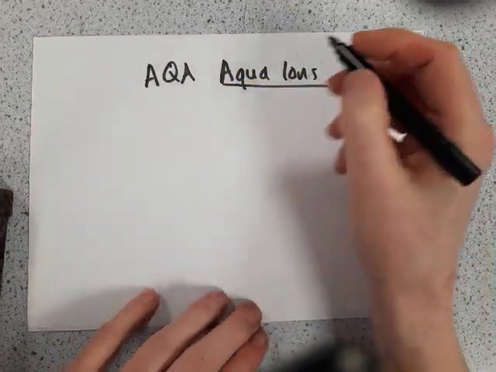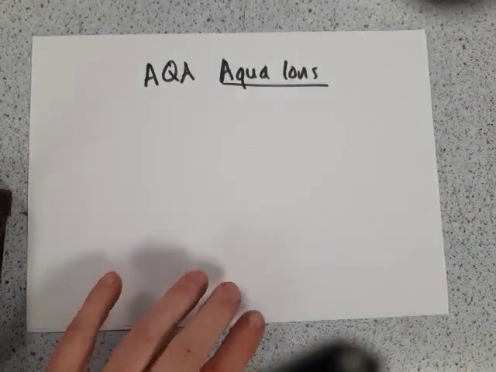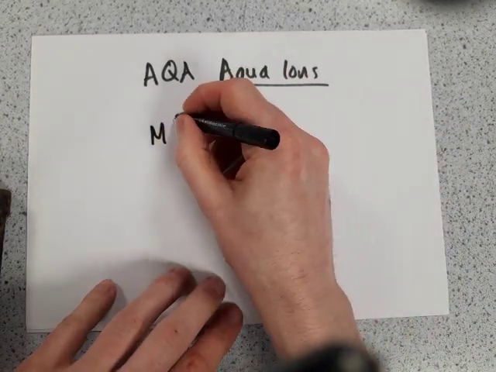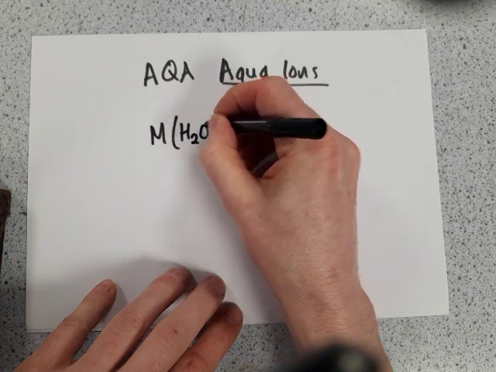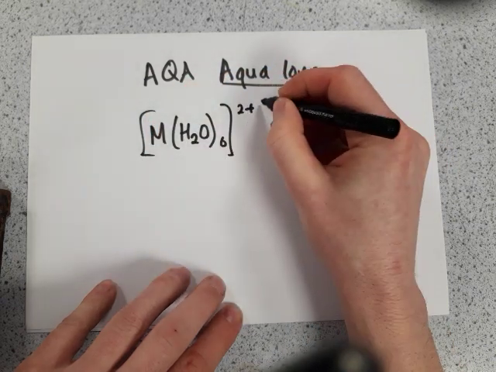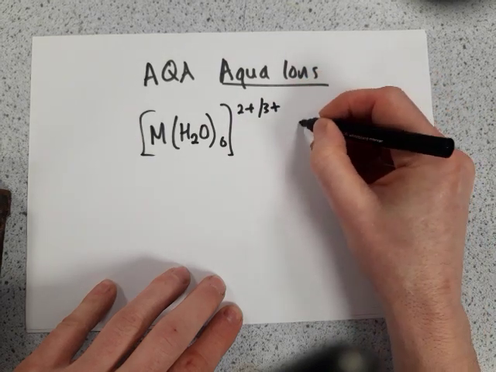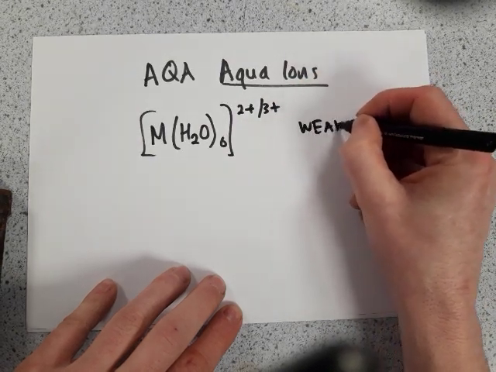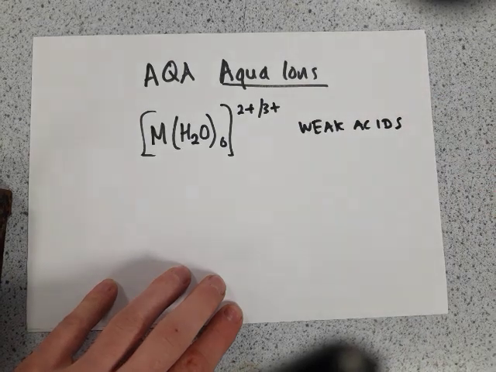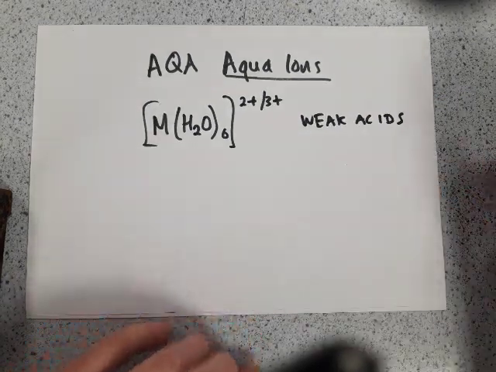Okay, in AQA aqua ions for A-level chemistry, you need to know that metal ions, when they're surrounded by 6 water ligands, whether they are 2+ or 3+, act as weak acids. Now, for some people watching this video, you're in one of my classes and we've done this already, so it's just a little recap.